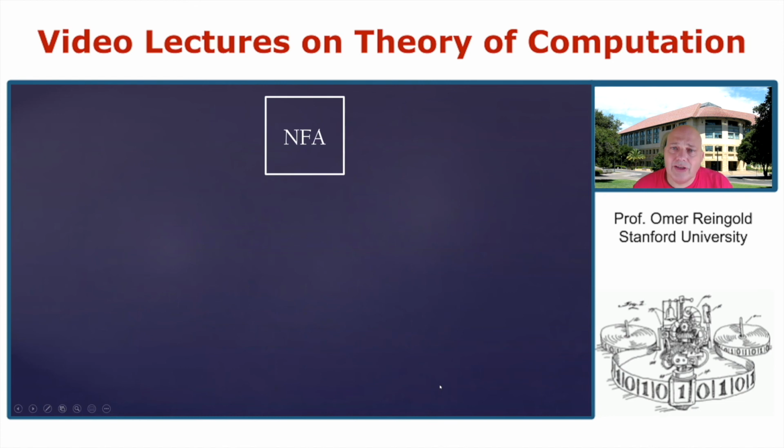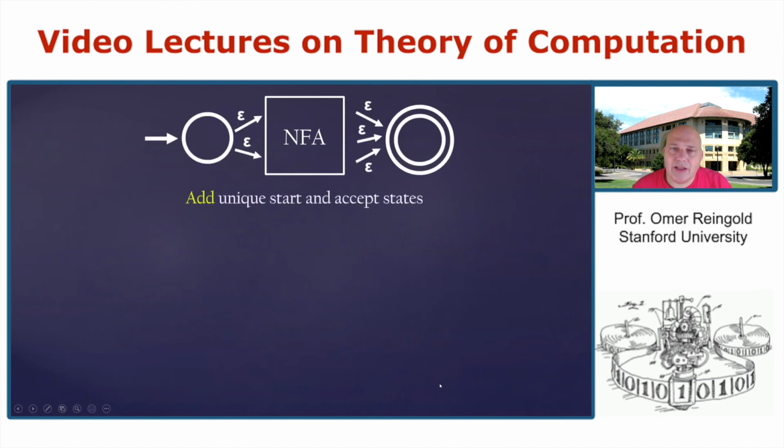So let's give a hint of the proof. You start with an NFA. You add a unique start and accept states. And the idea is that over time, we're going to get rid of everything in between, all the original NFA, and we'll stay with a single edge from start to end. And this single edge will have as its label the regular expression that corresponds to the language accepted by this NFA.